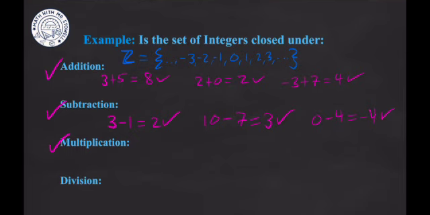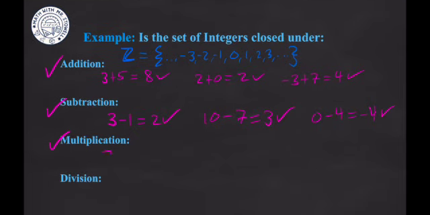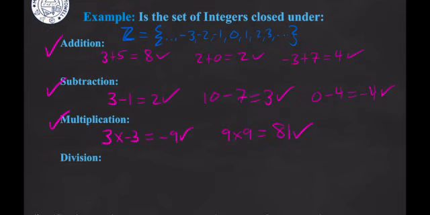If you take integers and multiply them with each other, let's go 3 times negative 3. This would be negative 9. That works. We can even take a number and multiply it by itself. Let's say we have 9 times 9. That's 81. That is also an integer. Okay, so you don't have to choose different values. You can choose the same value and see if it ends up in the same set. Multiplication works. Division.